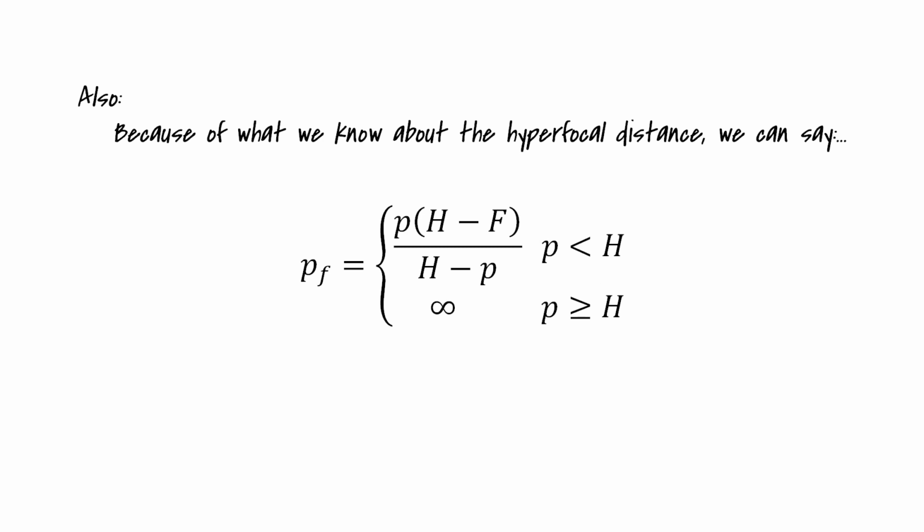Also, because of what we know about the hyperfocal distance, we can say that the depth of field far point is equal to P times H minus F divided by H minus P when P is less than H, and infinity when P is greater than or equal to H, since for lenses focused at the hyperfocal distance and all distances after, the range of focus will always extend to infinity. Alright, so that's how you find the far focal point. I've left out the super nitty-gritty algebra, so feel free to go back and write out all the steps for yourself. It was really helpful when I was first creating this.